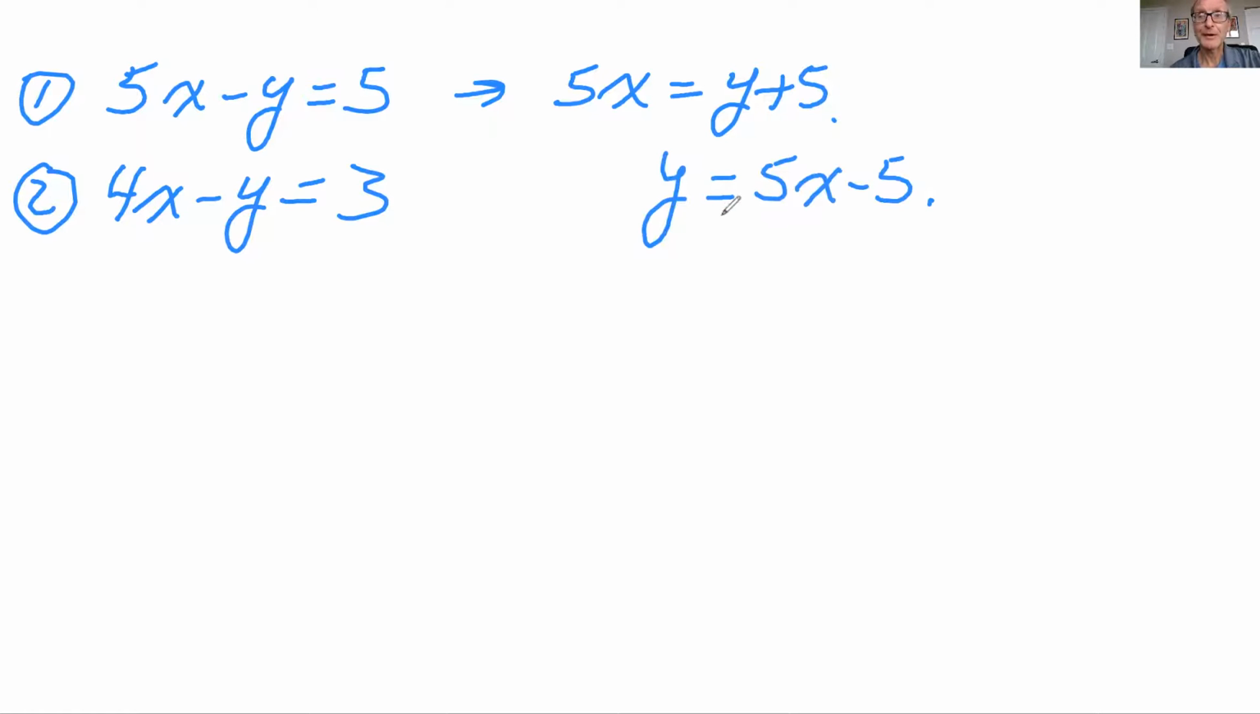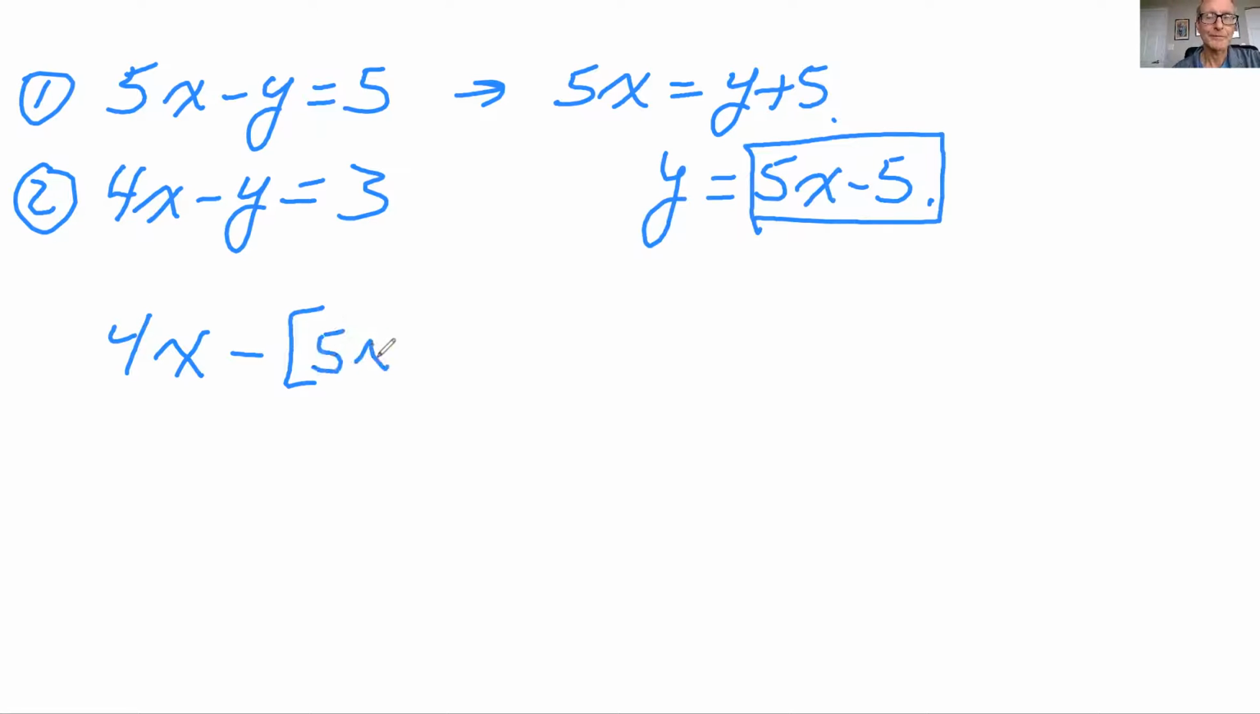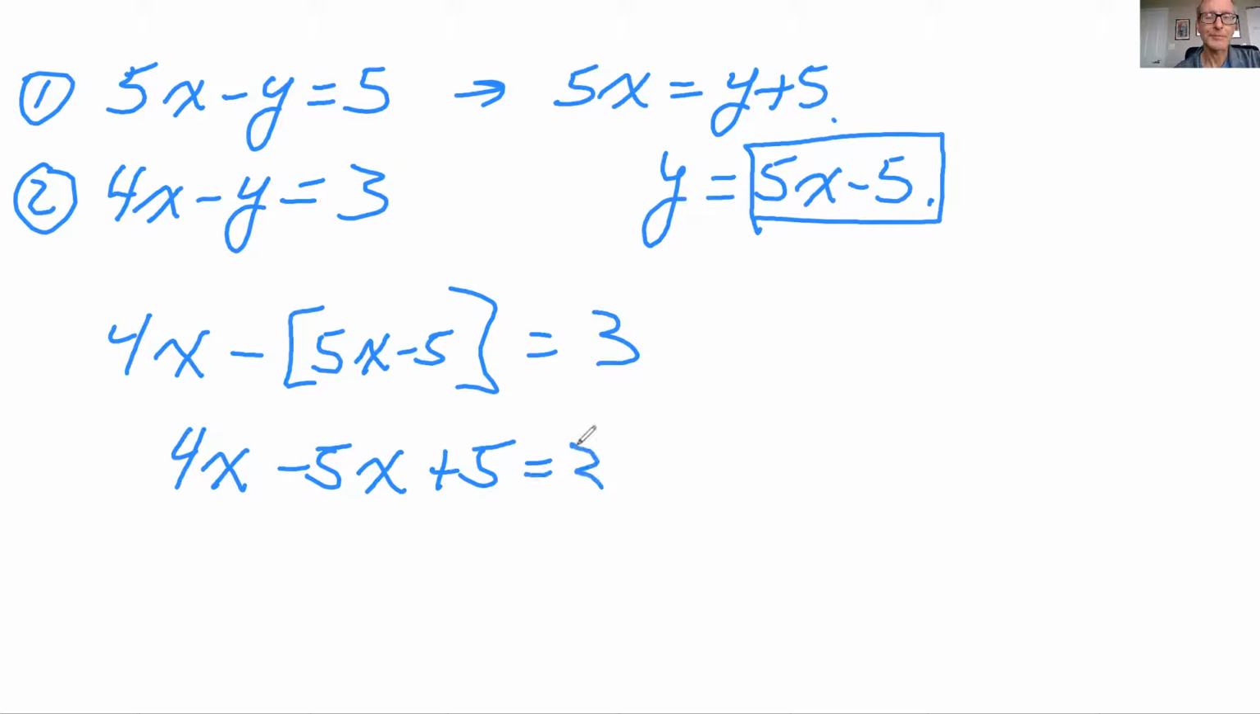Okay, so now we know that y equals this expression. We can plug it back into the second equation and get rid of the y by putting in 5x minus 5. And now we have one equation and one unknown. So we distribute the minus through: minus 5x plus 5 equals 3. This would be minus x when we combine those terms. Bringing the 5 to the other side, you get minus 2. And then if you multiply each side by minus 1, you get x equals 2.